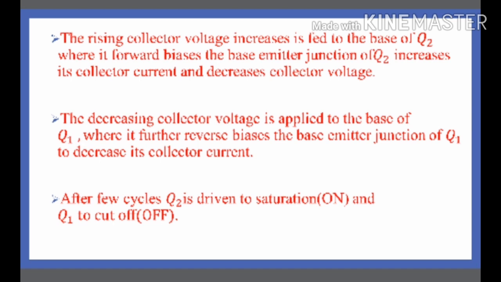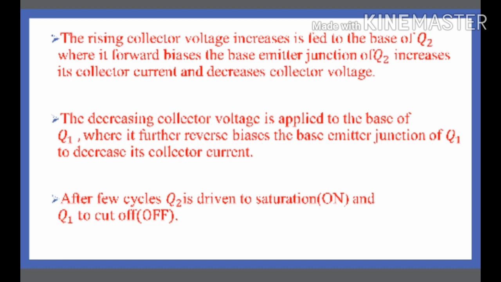At that time the base emitter junction of Q2 is in forward bias condition, and as a result the collector current of Q2 increases and the collector voltage of Q2 decreases, and this collector voltage is fed to the Q1 transistor. At that time Q1 is in cutoff condition and Q2 is in saturated condition. This is the working method of the bistable multivibrator.